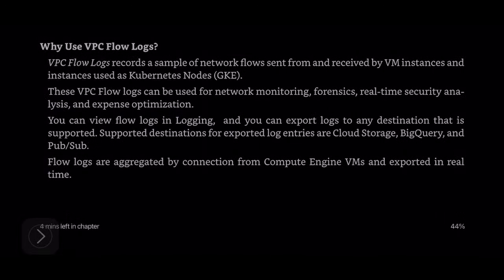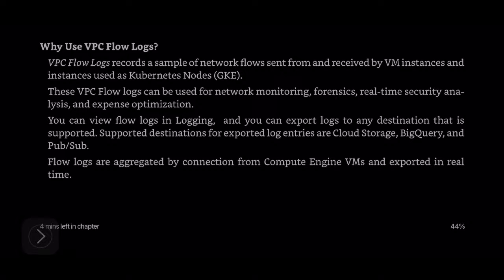Why use VPC Flow Logs? VPC Flow Logs records a sample of network flows sent from and received by VM instances and instances used as Kubernetes nodes, GKE. These VPC Flow Logs can be used for network monitoring, forensics, real-time security analysis, and expense optimization. You can view flow logs in Logging, and you can export logs to any destination that is supported. Supported destinations for exported log entries are Cloud Storage, BigQuery, and Pub/Sub.